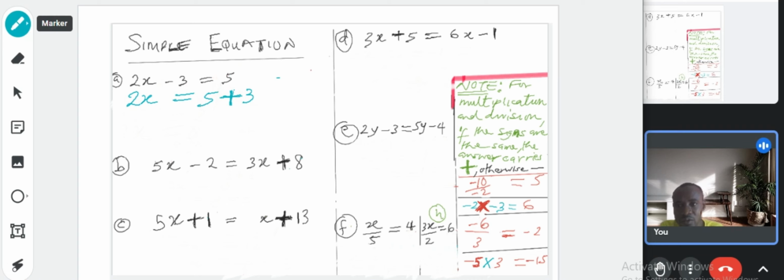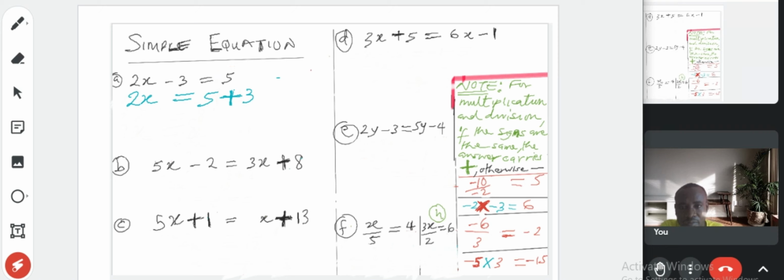Okay, so let's go. Why did you make it plus? Do you mean the 5? No, 3 was minus 3 now. It was minus 3. When it moved to the other side, it became plus. Whenever it moves across the equality sign, it changes its sign, isn't it?